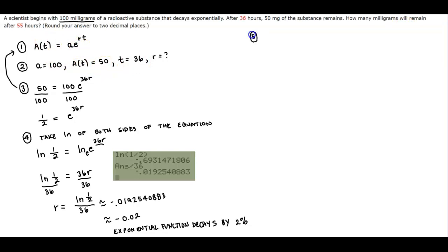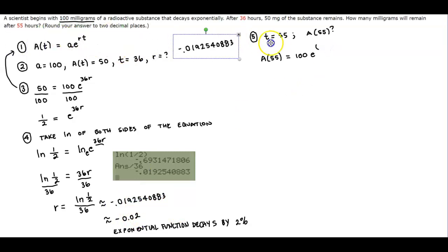So we're going to let t equal 55, which means we're looking for A of 55. We're going to plug it into the formula for number 1. So we know that we want A of 55. We know lowercase a, which is the initial amount, is 100. We know that we have e. Now for r, we're going to have to use this number here. We can't use the rounded number because we've got to get an exact answer. So up here, we need to use this entire number for r, and then we're going to multiply it by 55.